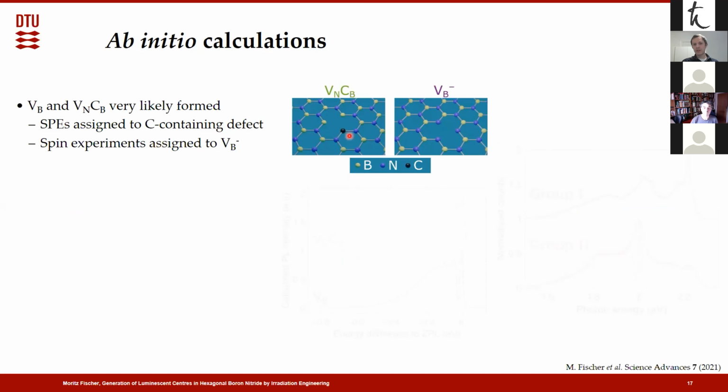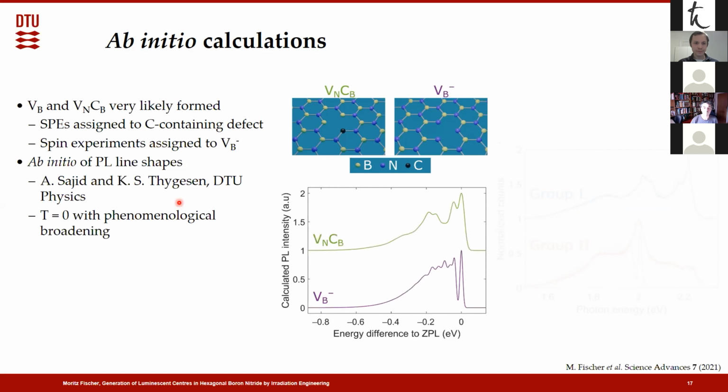And here are some sketches of these in the hexagonal boron nitride lattice. So here you see the VNCB, so there's a nitrogen vacancy, and here in black the carbon atom on the boron side, and here's the boron vacancy. And there was a recent work identifying that the single photon emitters in HBN are carbon containing, so this is in agreement with the VNCB, and also works with spin experiment assigned the responsible defect to VB minus. So that's why we picked these 2 defects for ab initio calculations of the photoluminescence line shapes, carried out by our colleague at DTU Physics.